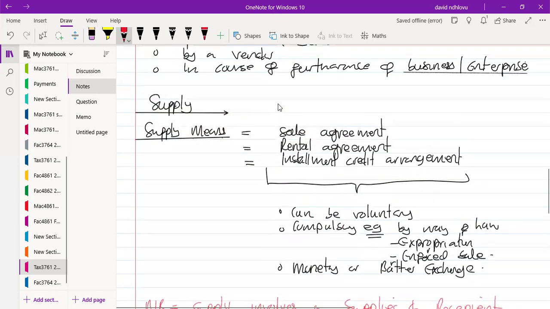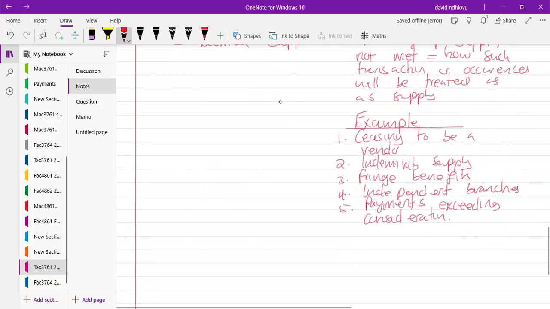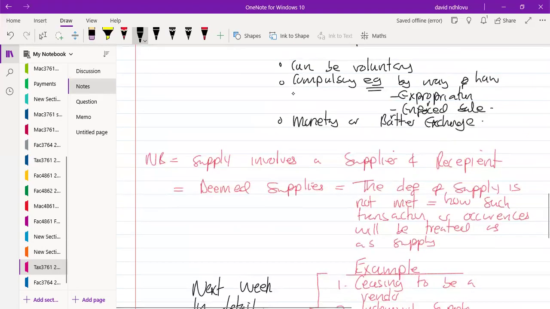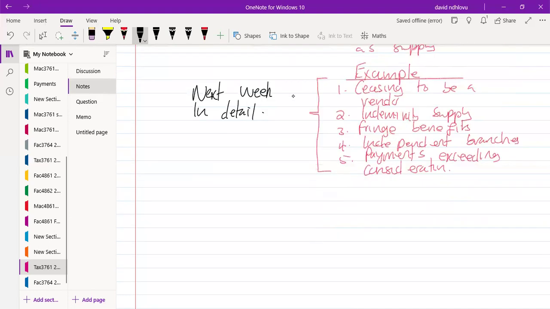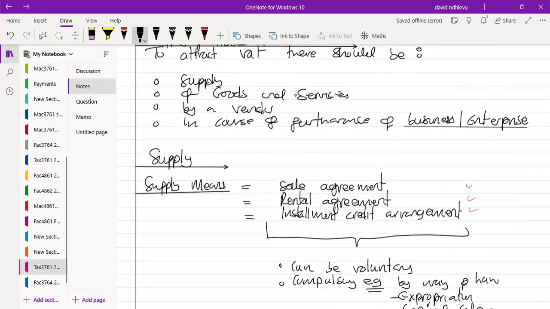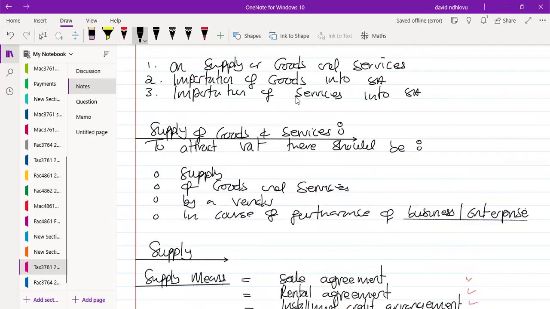In essence, when we talk about the supply, we are talking about these three things having taken place. However, there are certain situations where such things have not taken place, but we will still treat this as a supply. Now, this one we are looking at next week in detail. There are calculations here, so it will take a full lesson. It's a separate section altogether. But you should just have an idea of what supply is. Whenever we talk about supply, this is what we are talking about.